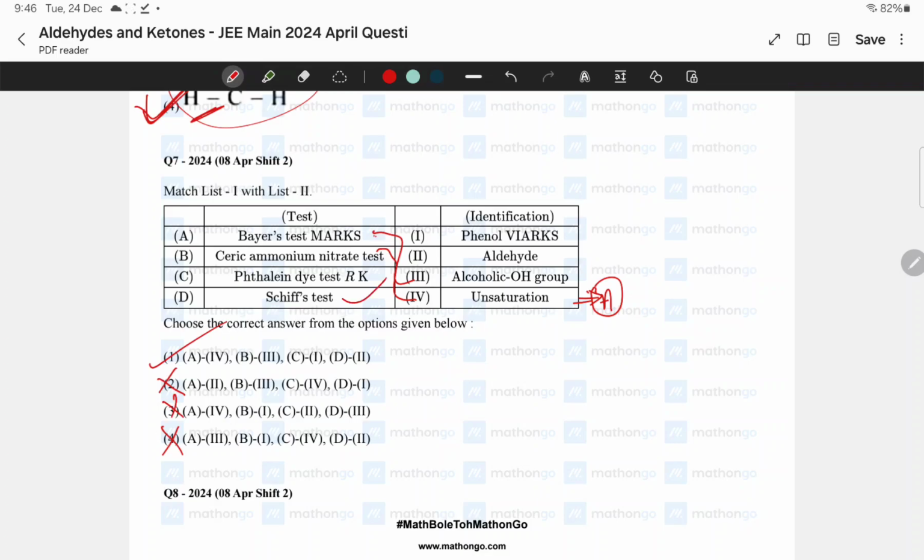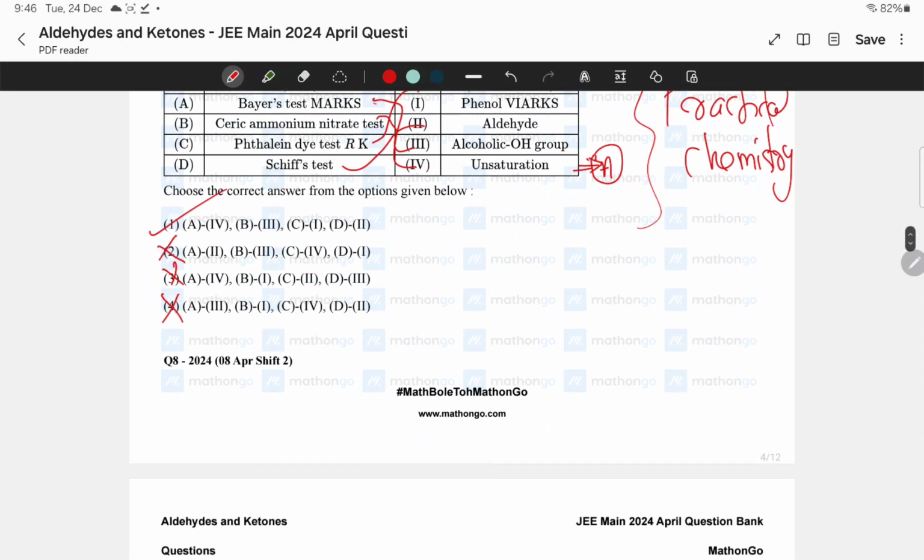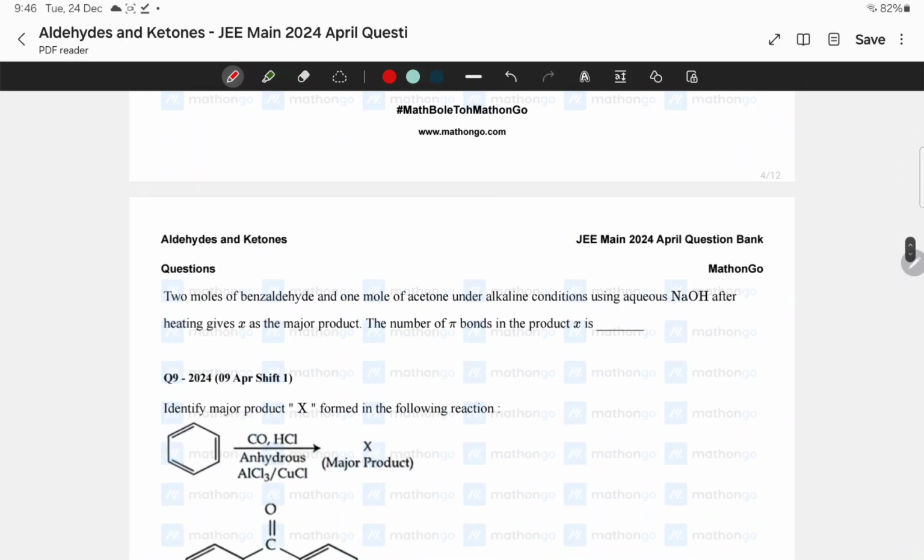Now Schiff's test is used for aldehyde, and the tollens test is used for phenol. Okay, so the answer is option A. This question is not really from aldehyde or ketone, it's from practical chemistry. Most of the questions from these chapters are matching with practical chemistry.